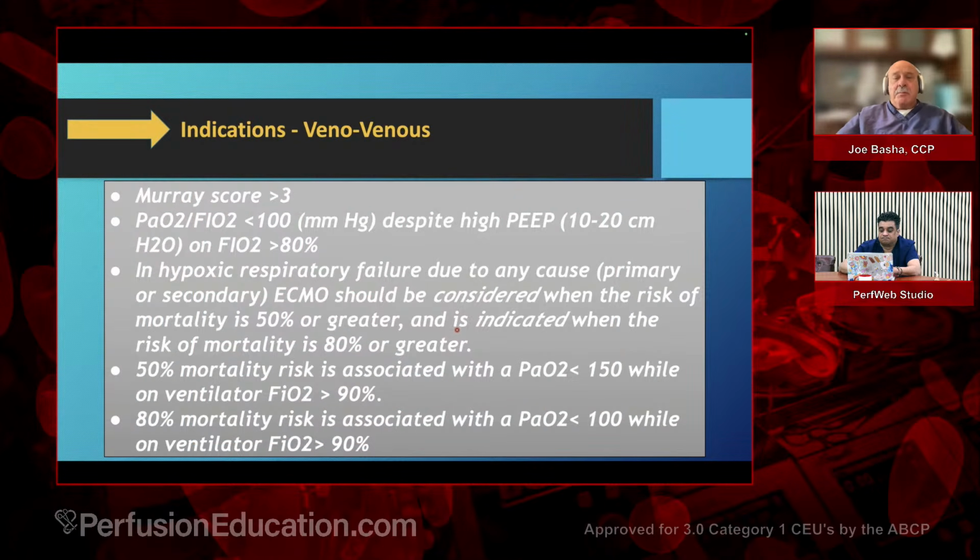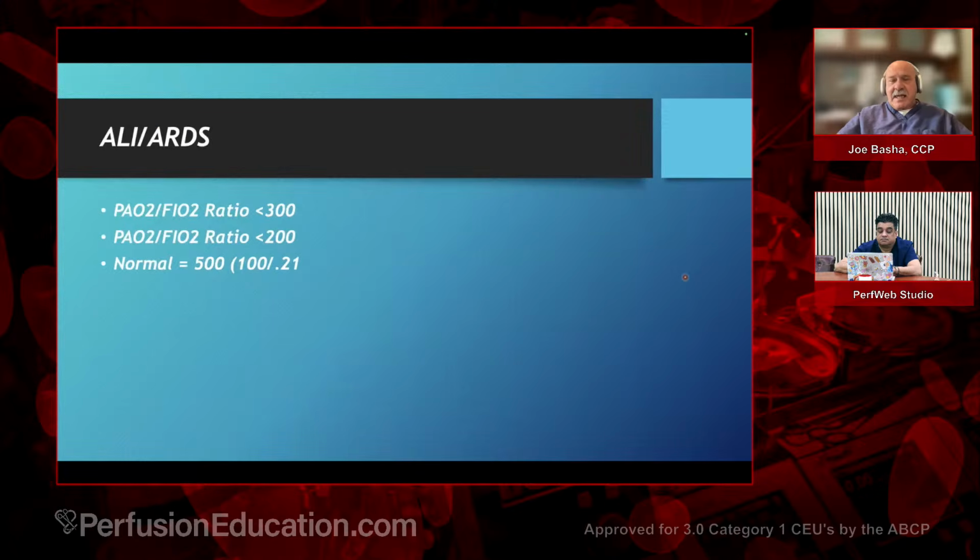Indications: your Murray score greater than 3, PF ratio less than 100 despite high PEEP, hypoxic respiratory failure due to any cause, primary or secondary. ECMO should be considered when the risk of mortality is 50% or greater, as would be calculated on the various calculators that exist, and is indicated when the risk of mortality is 80% or greater. 50% mortality risk is associated with PaO2 of less than 150 while on a ventilator with FiO2 of greater than 90%, and there's an 80% mortality risk associated with PaO2 of less than 100 while on a ventilator with FiO2 of greater than 90%.